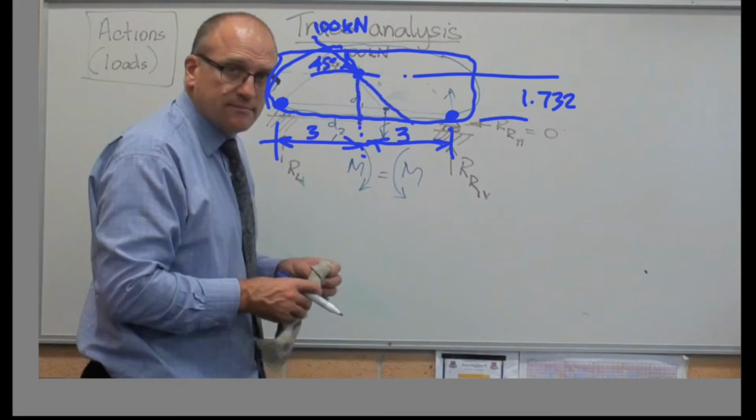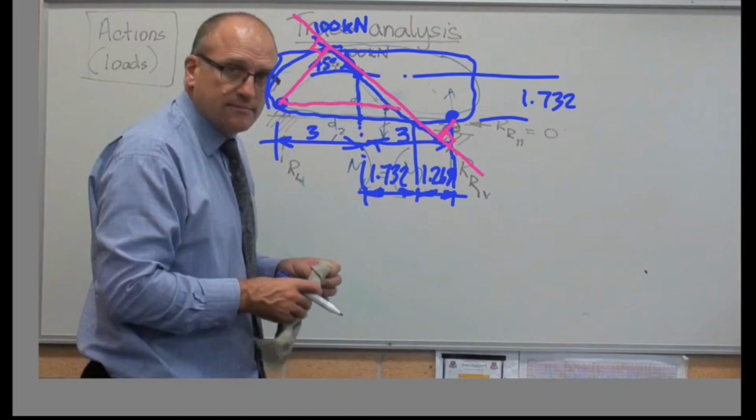So if that's 3 meters and that height there is 1.732, that means that that distance in there is 1.732. This distance in here is 3, take away 1.732, is 1.268 meters. So there's our horizontal distances figured out. Line here travelling down at 45 degrees. I need to get this distance here, I need to get that distance there if I'm going to not resolve that 100 kilonewton into components.